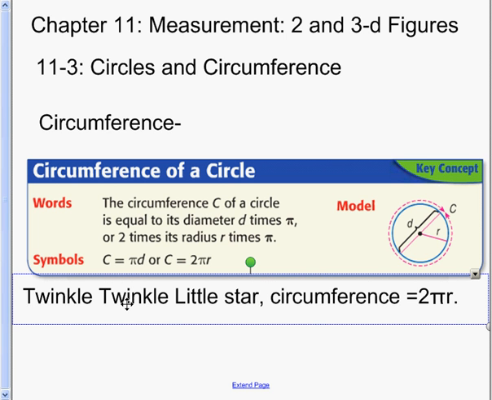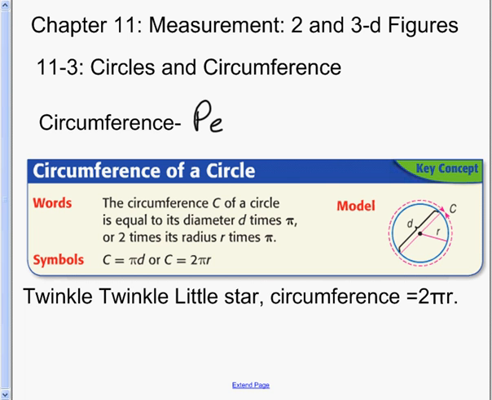Today's lesson is on 11.3, circles and circumference. Circumference is going to be the first word we're going to define today, and that is the perimeter of a circle. So it is the distance around the circle. So, looking in this drawing down here, circumference of a circle.